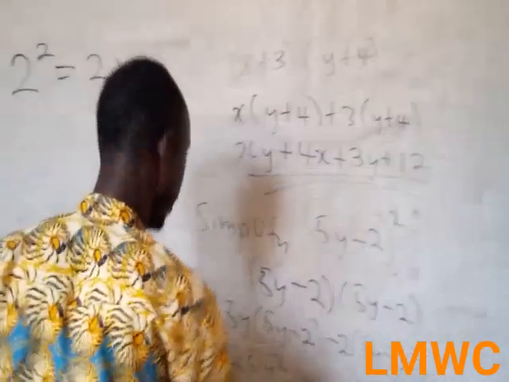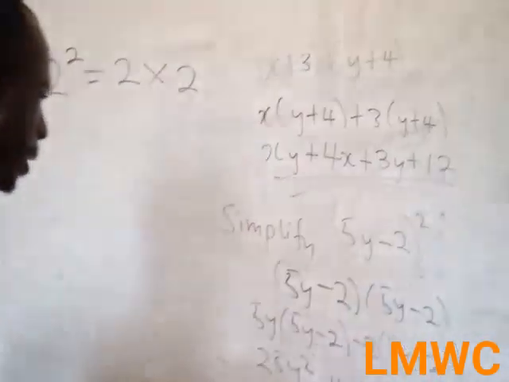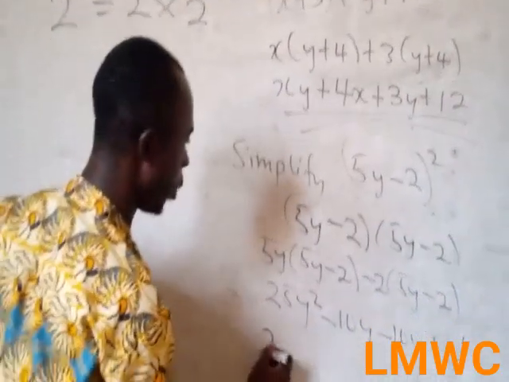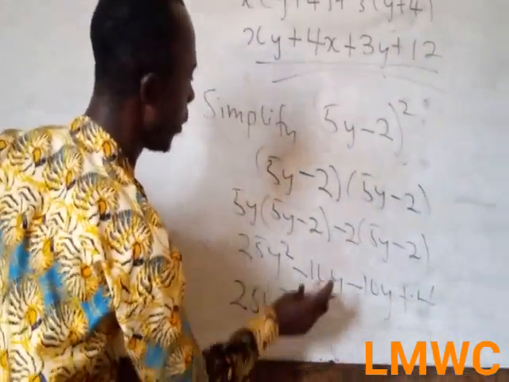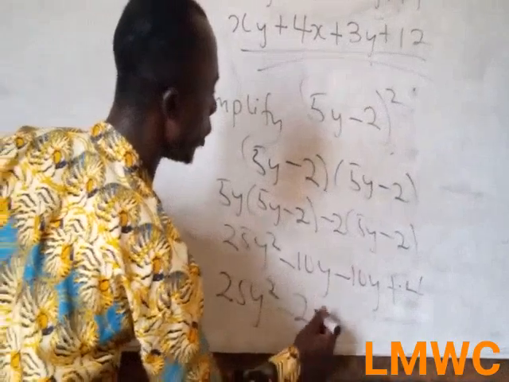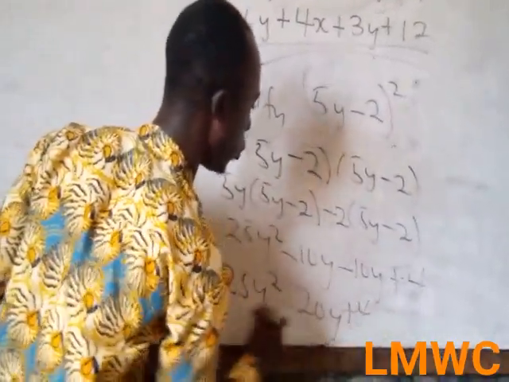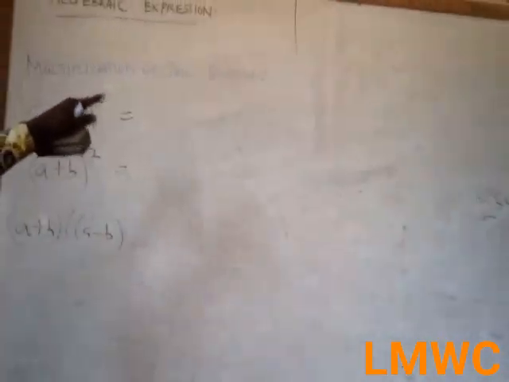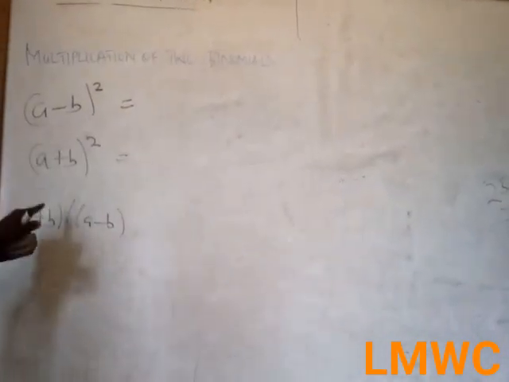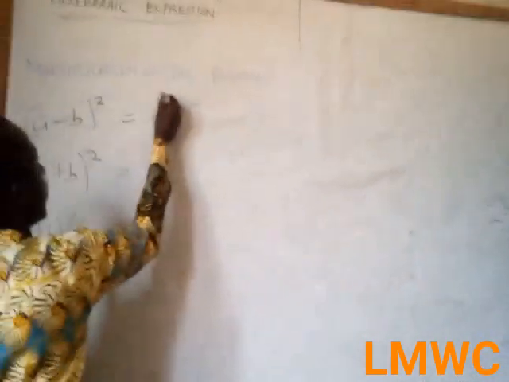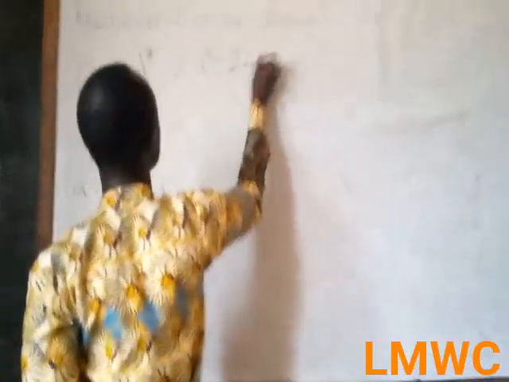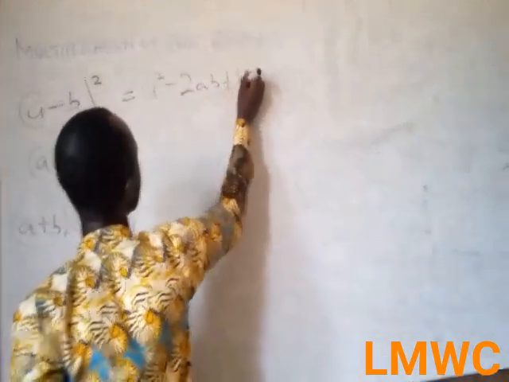This times this is plus 4. So you see this and this, they are like terms. So it becomes 25y squared, negative 20y, plus 4. So this is your answer. So under multiplication of two binomials, you should take note of this. (a - b) squared is the same as this square, minus 2 times a times b, 2ab, and this square becomes plus b squared.